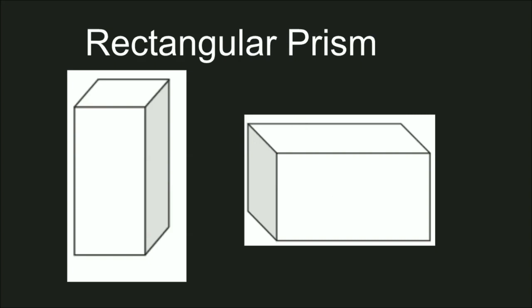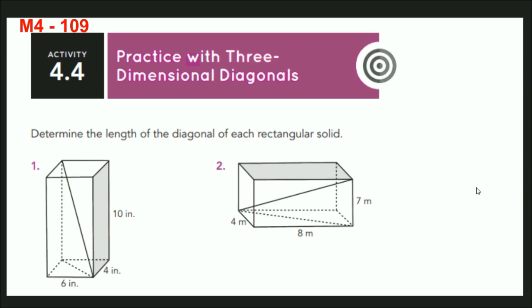So let's go ahead and actually look at what we're going to do. I want to give you another second here. Flip over again, and we're going to skip to page 109, and that's where the majority of our lesson is going to be. So I'm going to give you a second, just flip over to 109. At the top it says practice with three-dimensional diagonals, and our directions say determine the length of the diagonal for each rectangular solid.